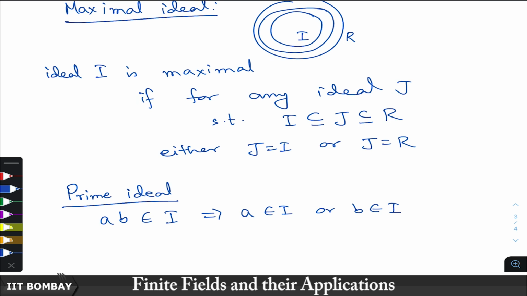Now, examples, we will consider a single example which works for maximal ideal as well as prime ideal. It is a very simple example. Consider the ring of integers and take any prime number p in Z. We know that Z is actually a PID, principal ideal domain. So, any ideal is generated by a single element. So, consider the ideal generated by a prime number. This is basically the set of all integers which are multiples of the prime number p.